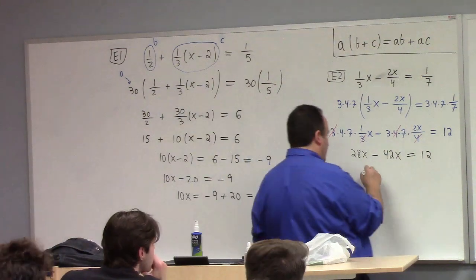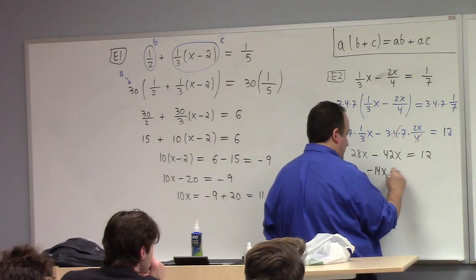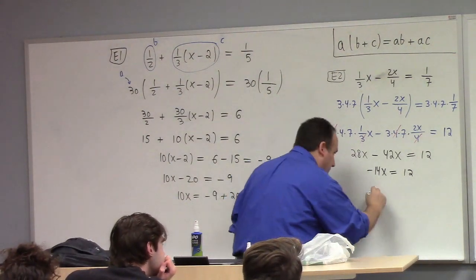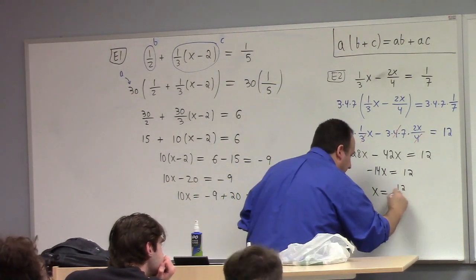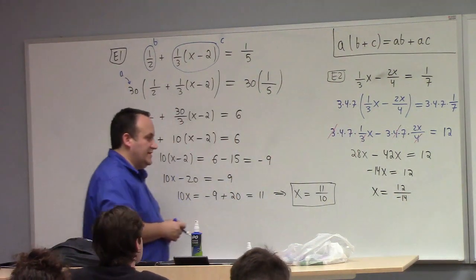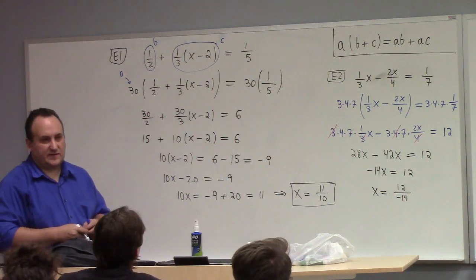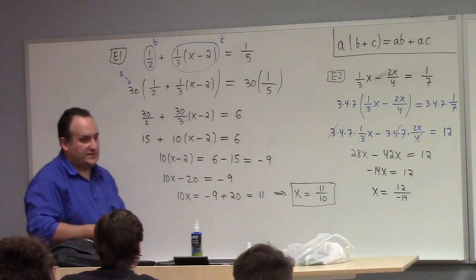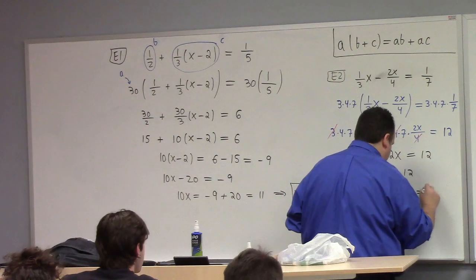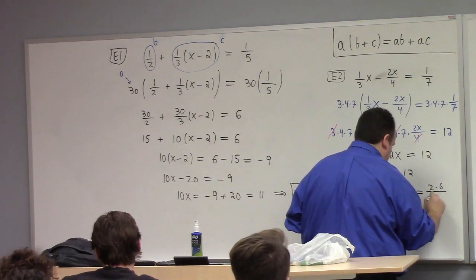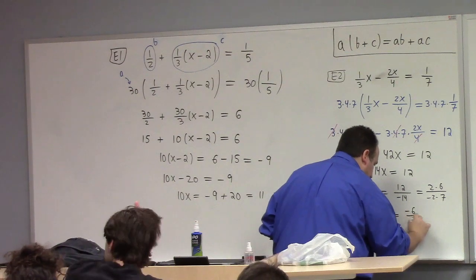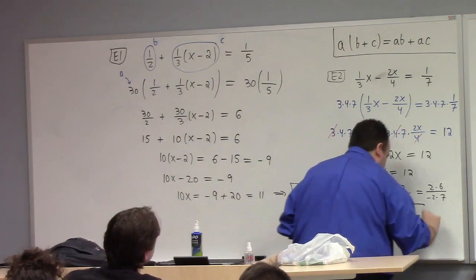Yeah, I think that's right. And then we divide by minus 14, and we get x equals 12 over minus 14, which we can simplify, right? Because 12 is 6 times 2, and 14 is 2 times 7. So we get x is equal to minus 6 over 7 for this one.